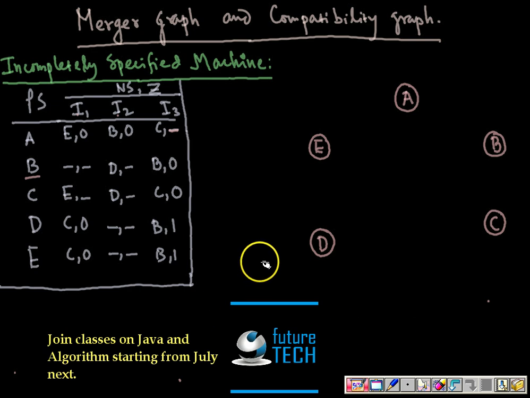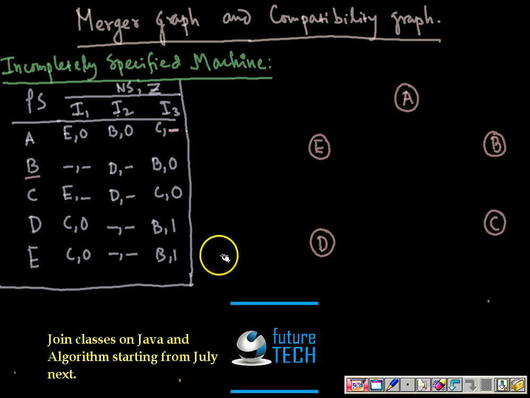A merger graph is a graph where the number of vertices is equal to the number of states. Now if there are 5 states in the machine, in my example we have A, B, C, D, E. There are 5 states, so each state corresponds to a vertex in the graph. So there are 5 vertices, A, B, C, D and E. Now what about the arcs?